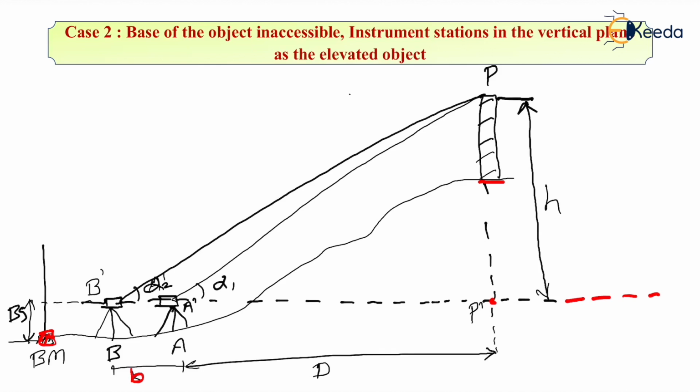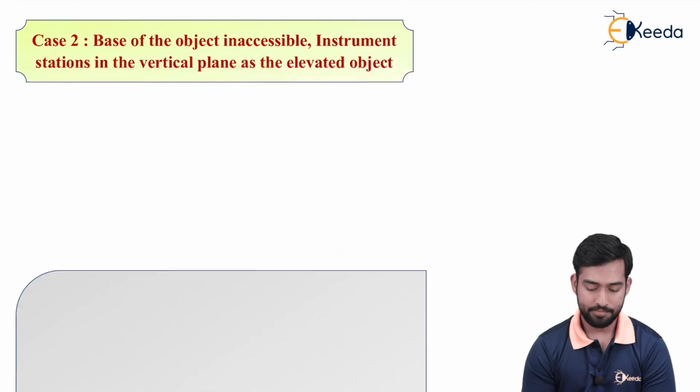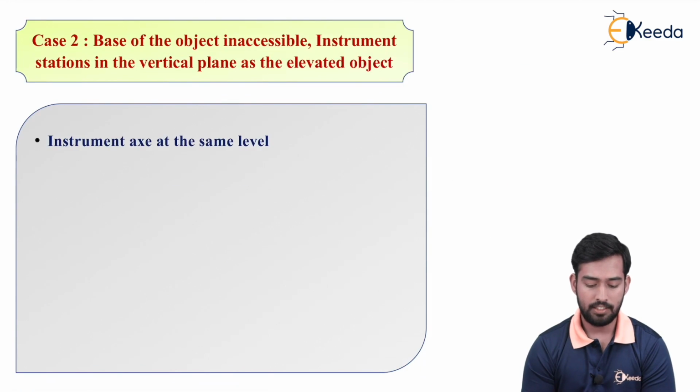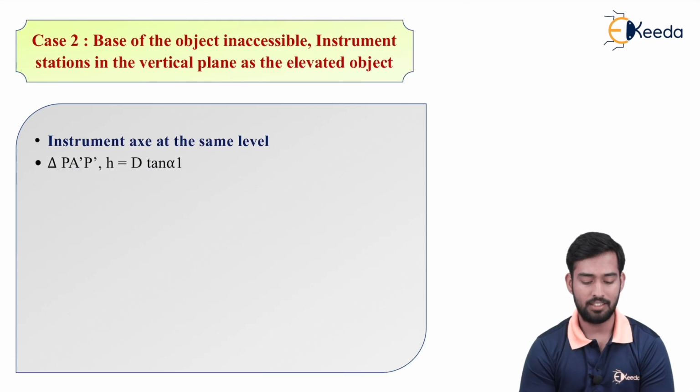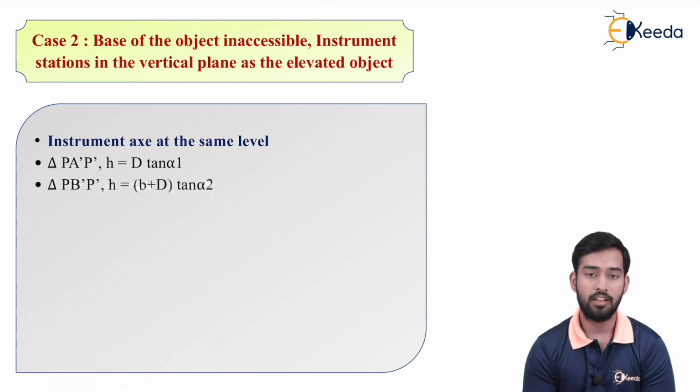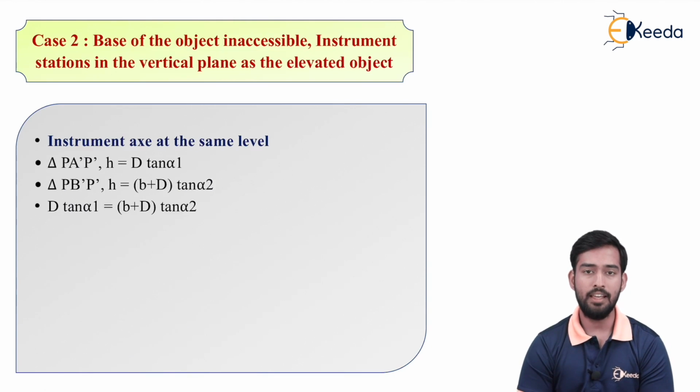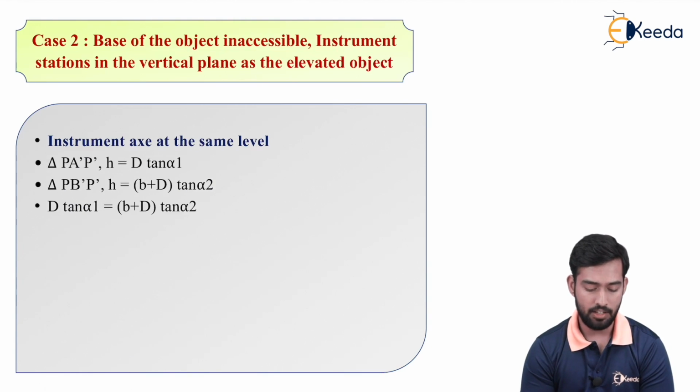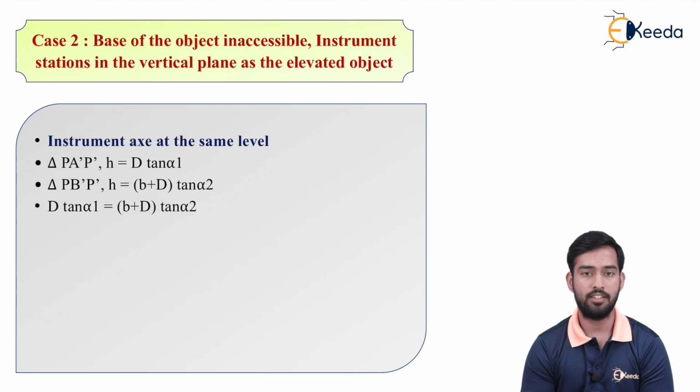Now over here we have two thetas, which are represented by alpha 1 and alpha 2. We use two triangles. In this case, the instrument axes are at the same level. By seeing the figure, we can see that from triangle A dash, P dash, H can be directly found out. H is equal to D tan alpha.